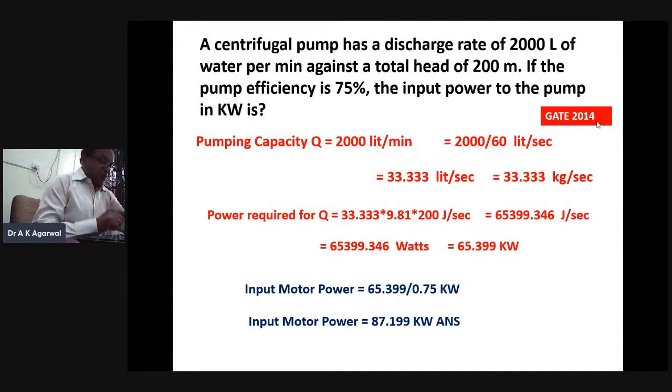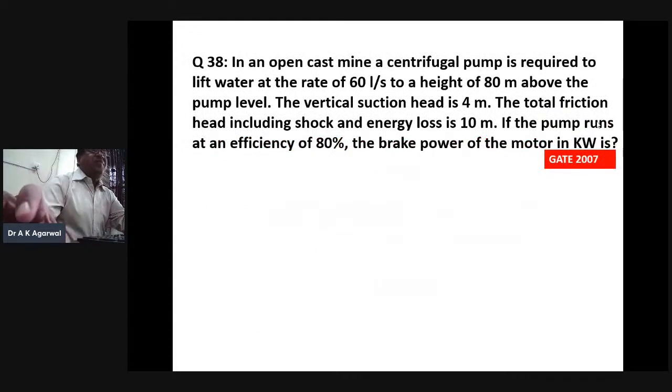Very simple question. Now let us take another problem on pump. In an open cast mine, a centrifugal pump is required to lift water at a rate of 60 liters per second to a height of 80 meters above the pump level. The vertical suction head is 4 meters. The total friction head, including shock and energy loss, is 10 meters. If the pump runs at an efficiency of 80%, the brake power of the motor is, again the same problem but in a different manner.